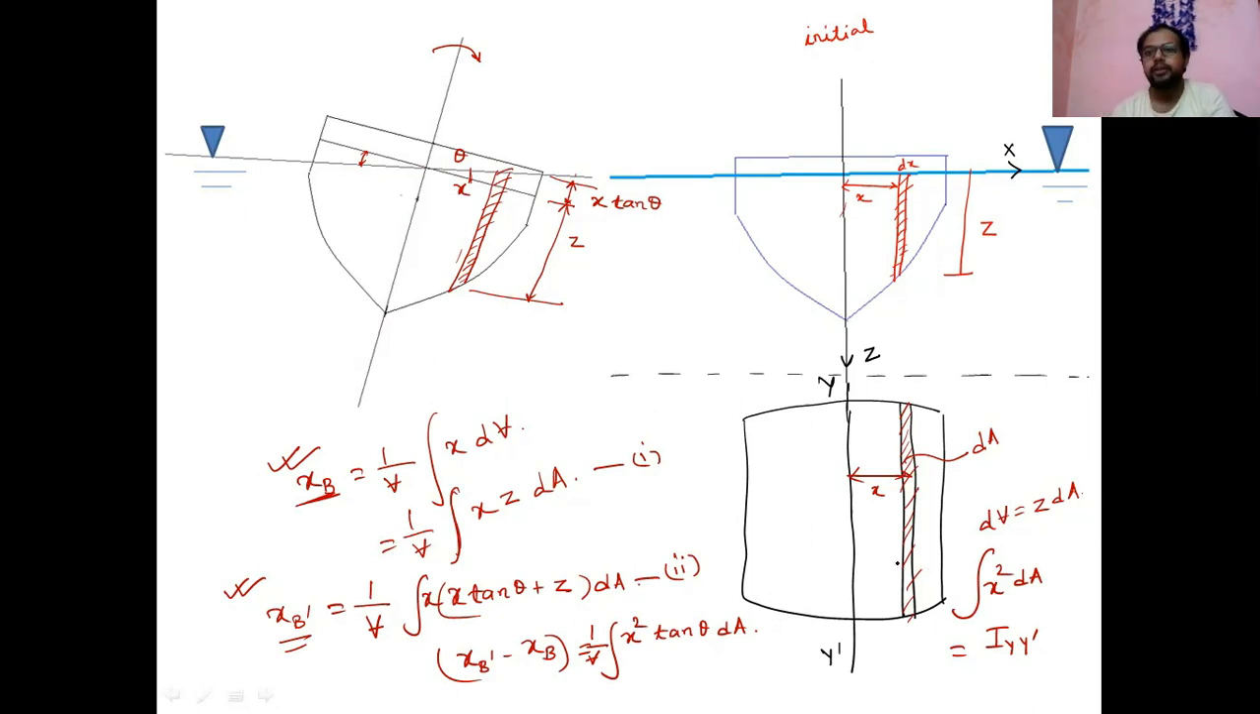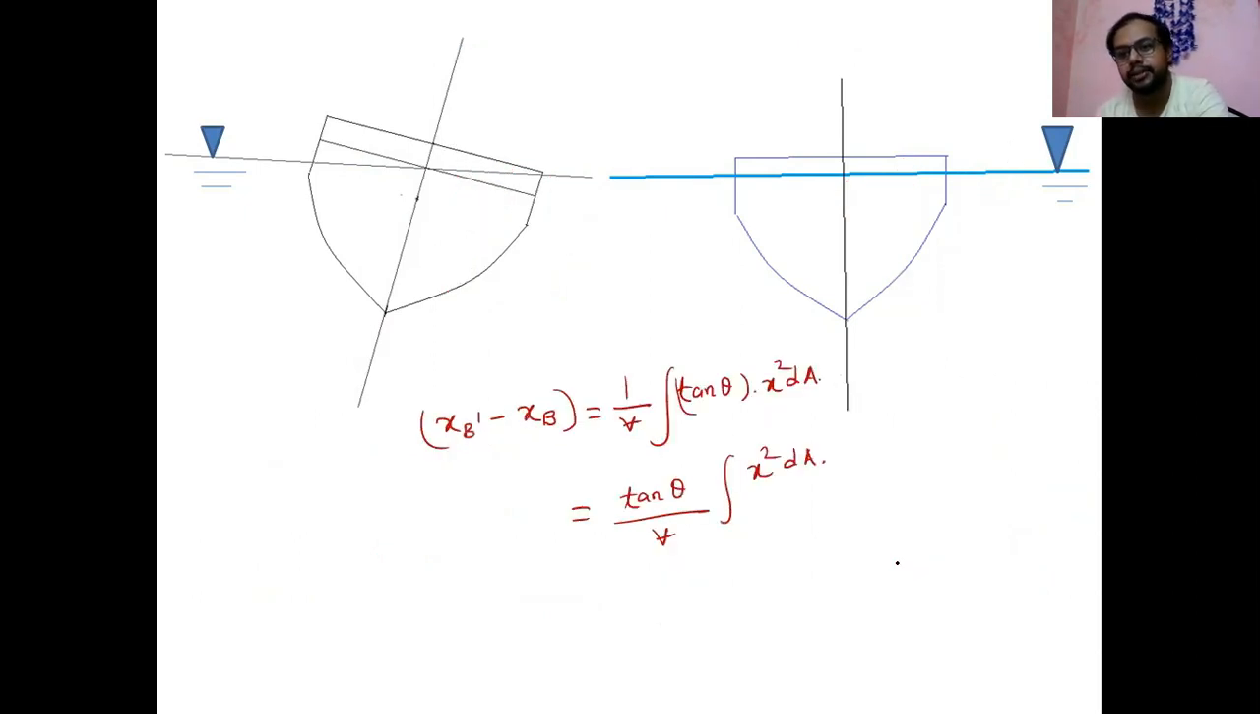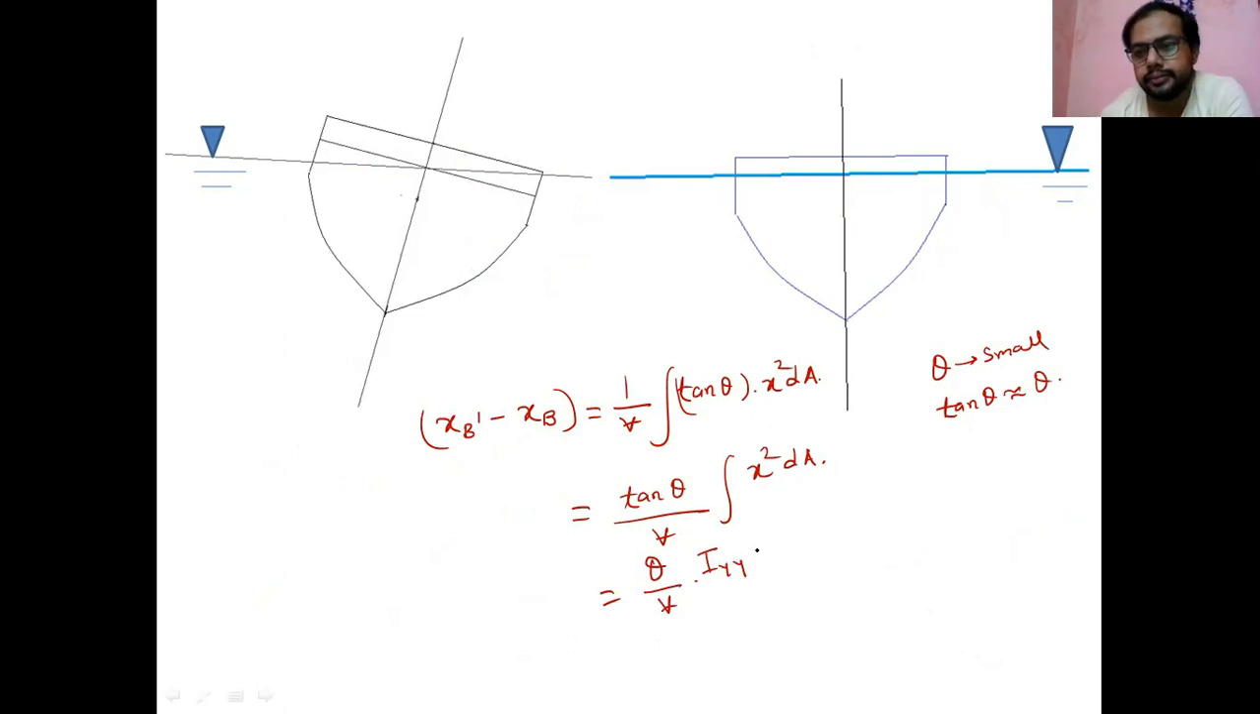So you have to go for the plan view in this case. The YY axis is required. And if it is a small theta, tan theta you can write as theta. So it's a small theta. So this is theta into V into Iyy.